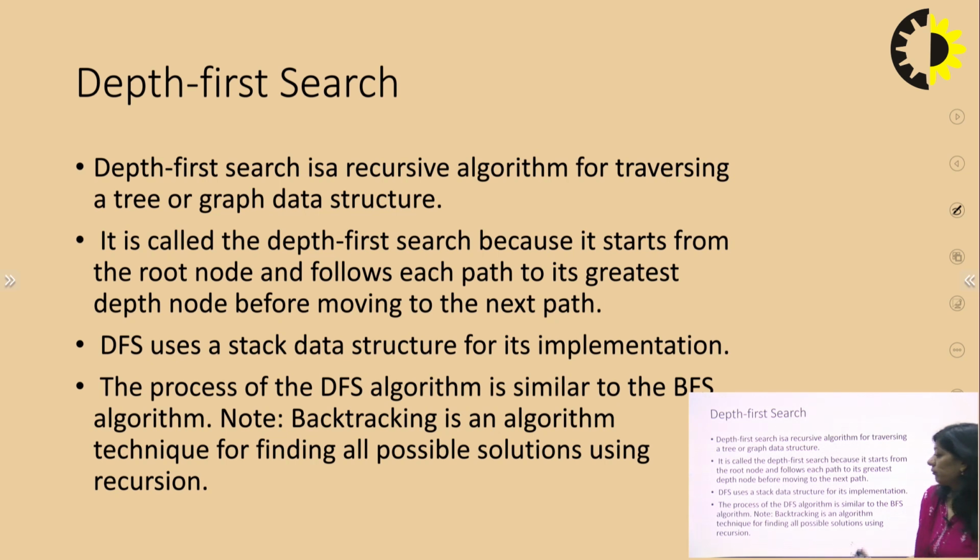Moving on, depth first search. Depth first search is a recursive algorithm for traversing a tree or a graph data structure. It is called depth first search because it starts from the root node and follows each path to its greatest depth node before moving to the next path. So, DFS uses a stack data structure for its implementation, and the process of the DFS algorithm is similar to the BFS algorithm. Note that backtracking is an algorithmic technique for finding all possible solutions using recursion.